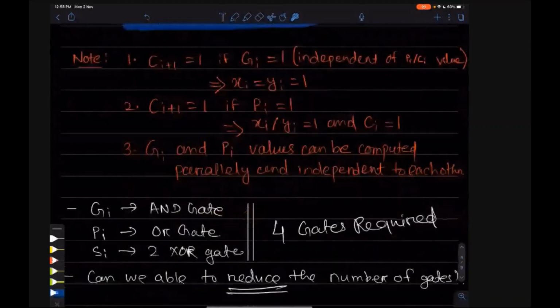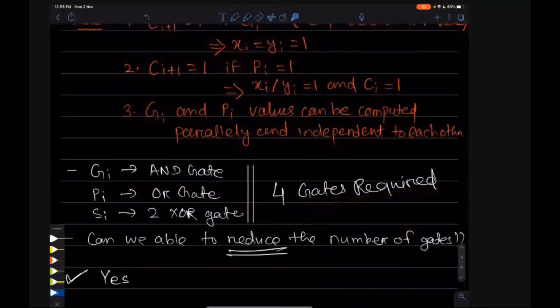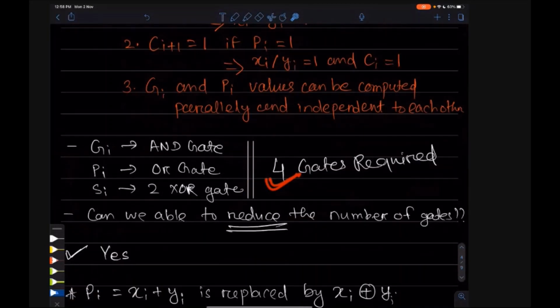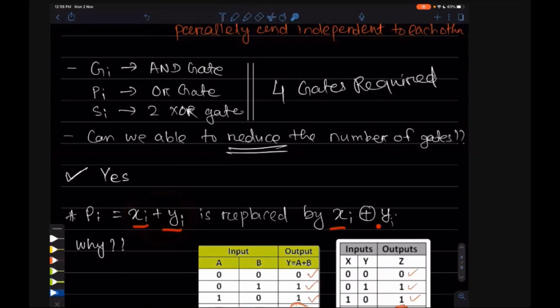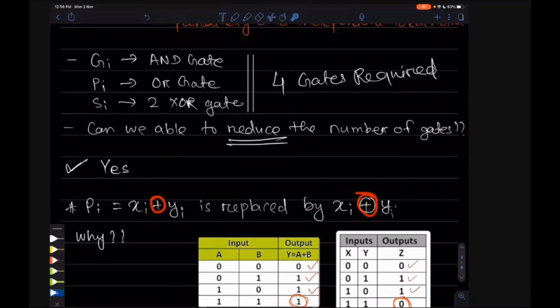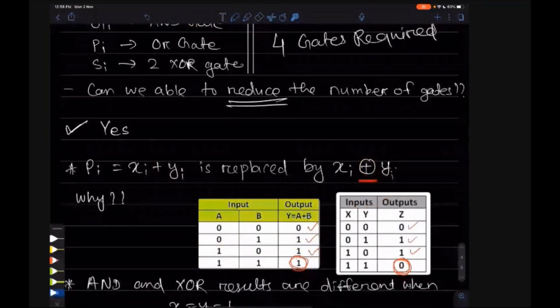Okay, so there are 4 gates for this combination, but we want to reduce it. So 4 gates are required. Let's reduce it by replacing pi with xi XOR yi. So we will replace this OR gate and make it an XOR gate. I have given two truth tables, of XOR and OR gate.